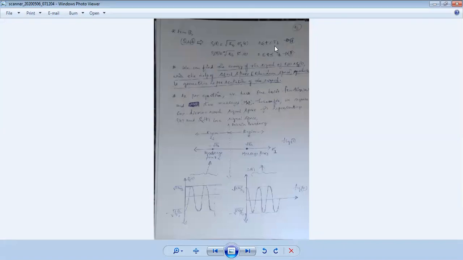Within the time duration Tb, S2(t) is equal to minus square root of Eb into phi 1(t), for 0 less than t less than Tb. So basically these are the signals which are sent from the BPSK transmitter to the channel. Okay, now exactly as I told you.